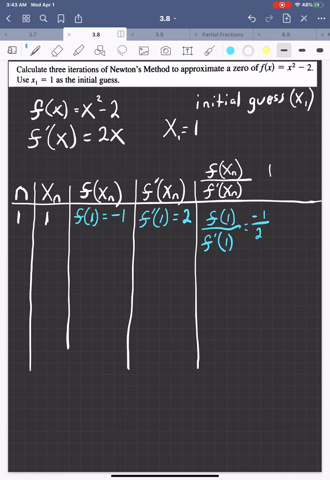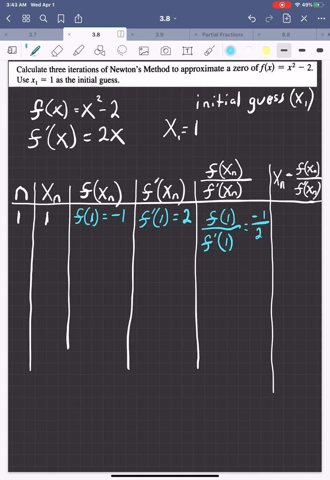And the last column, which is the column that I'm grading, is going to be for you to take x sub n minus the result from the previous column. So minus f of x sub n over f prime of x sub n. Okay, so you're just going to subtract.